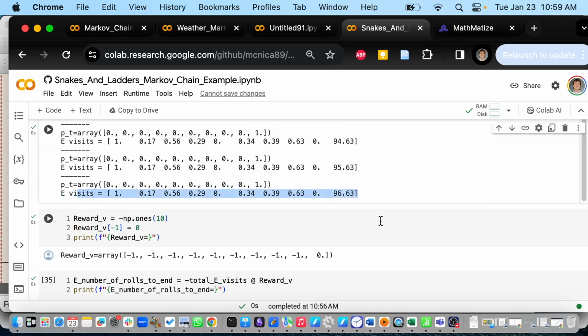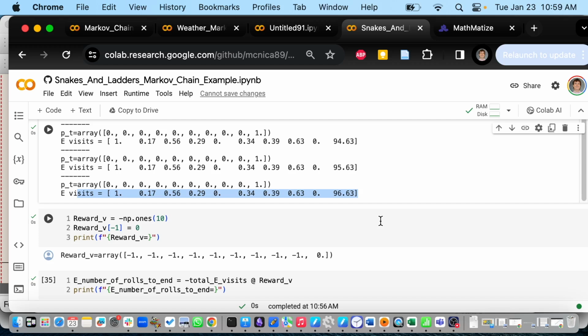So I did 100 rolls. That should sum up to 100. In the first 100 turns of the game, you're expected to visit the last square 96.63 times. You have like a 0.5 chance to visit square 2, a half a visit to square 2. So the total number of visits you had to square 2 on average is like 0.5. And that is the number of visits to everything.